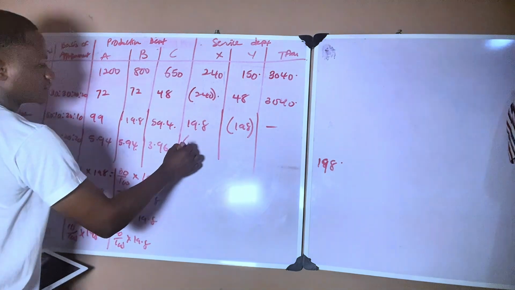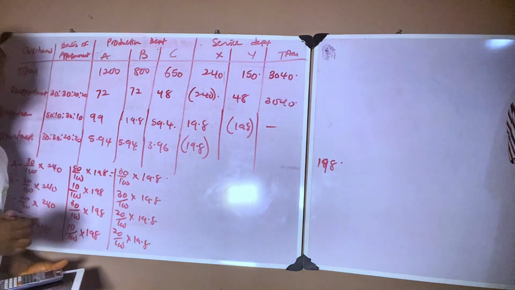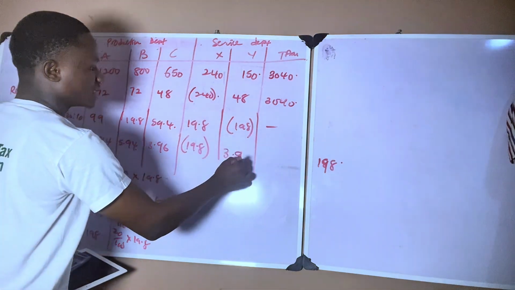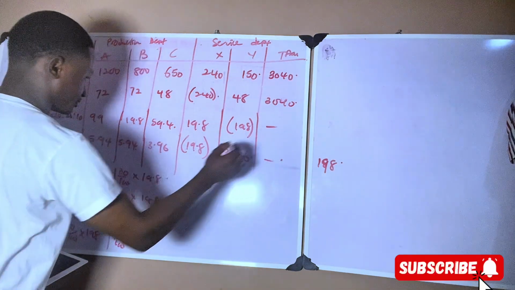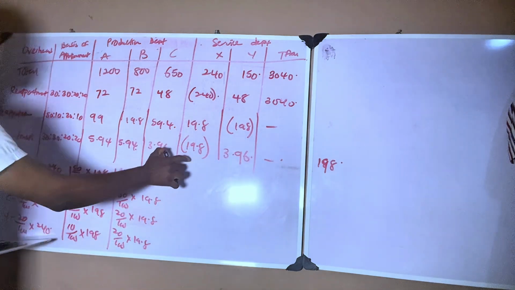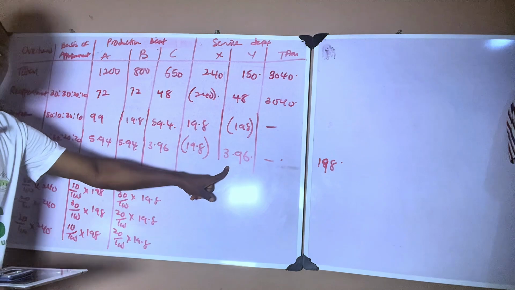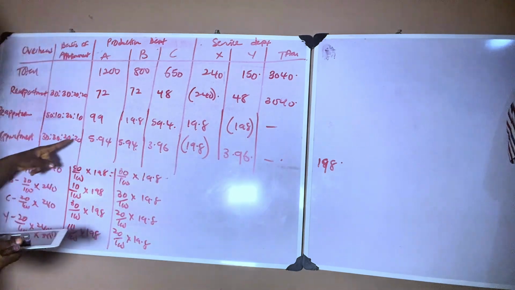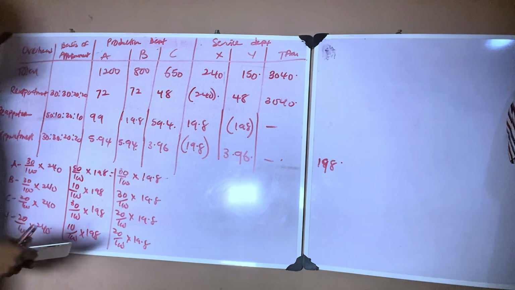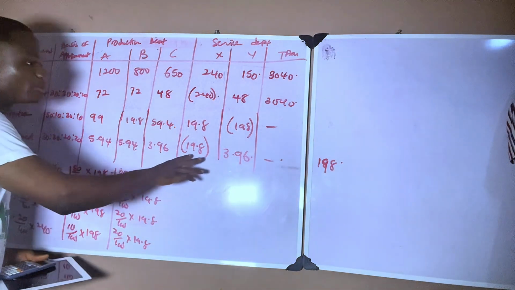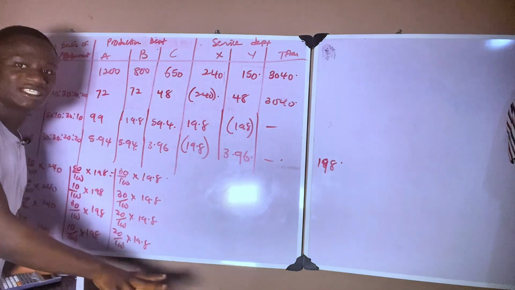Now this one, 19.8, has been reapportioned, and this one also gives us 3.96. So now we have reapportioned the total value of x. We have the total value of y to be 3.96. We have to reapportion this y again using this basis of y. So that's how we will continue till we reapportion everything to near zero or zero.